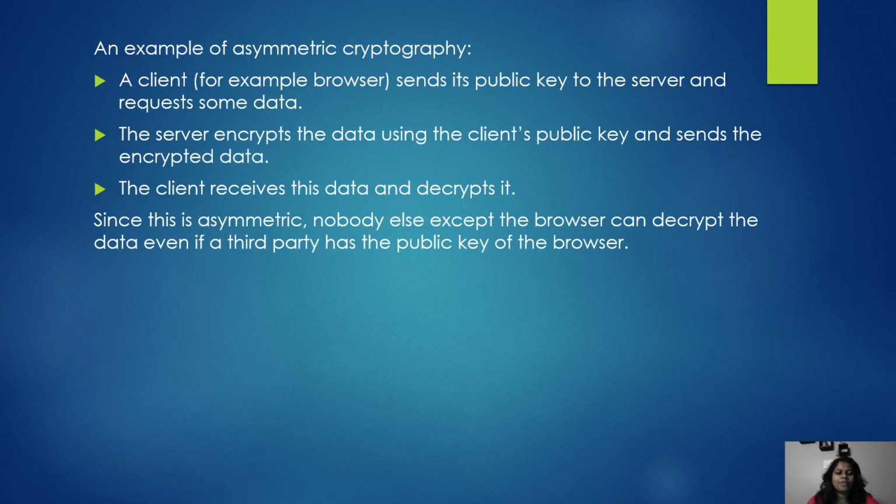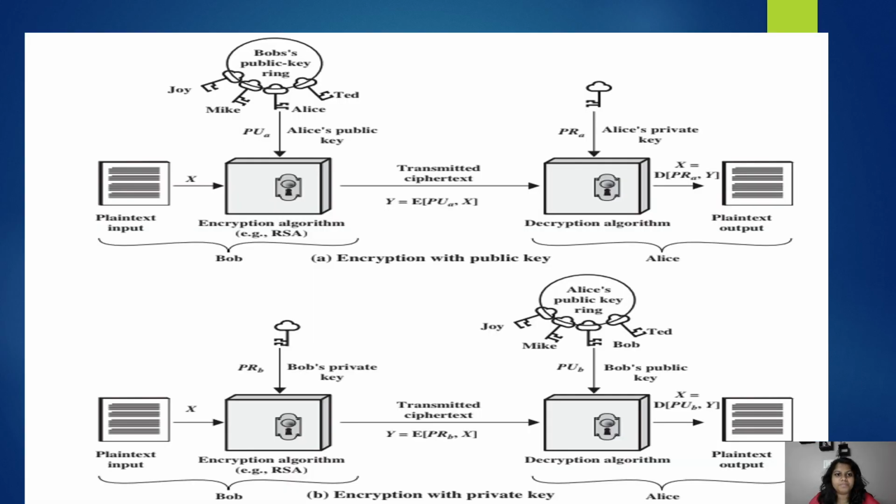An example of asymmetric cryptography: a client, for example a browser, sends its public key to the server and requests some data. The client receives the data and decrypts it. Since this is asymmetric, nobody else except the browser can decrypt the data, even if a third party has the public key of the browser.